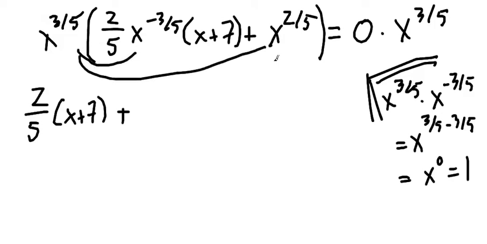x to the 3/5 times x to the 2/5. I add the exponents: x to the 3/5 plus x to the 2/5 is x to the first power, and the first power of x is just x. So this is equal to 0.